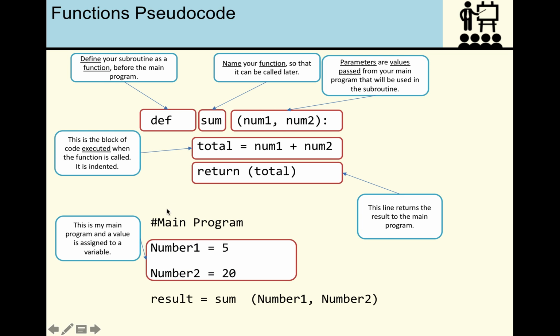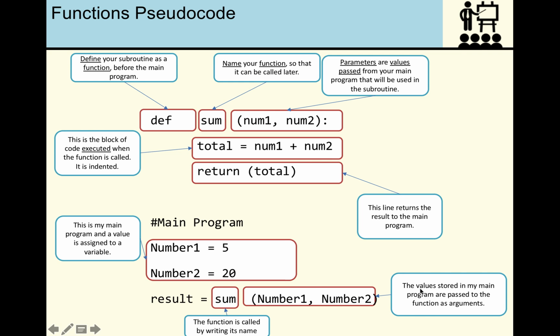And now I actually go to my main program, and in my main program I can see a value is assigned to a variable. So 5 is being assigned to number1, 20 is being assigned to number2. So I've just got two variables, and they're both being assigned a value. And now I'm going to call my function by writing its name. So I literally write sum, and I want to pass some values to my function, and these values are known as arguments.